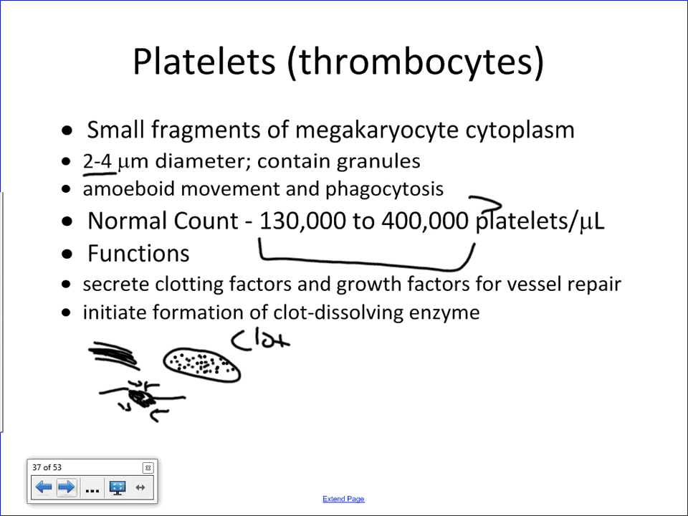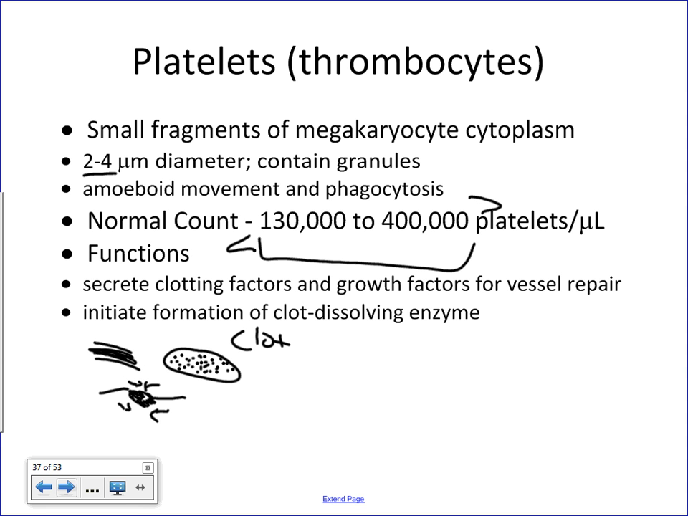Okay, and then if your platelet count gets below 130,000 platelets per microliter of blood, then we're going to say you have a hard time forming clots. The problem with this is if you have a difficult time forming the clot for whatever reason, then when you get cut, you bleed and you bleed and you bleed and you lose blood. So hemostasis is not going to be working very well if you don't have enough platelets.